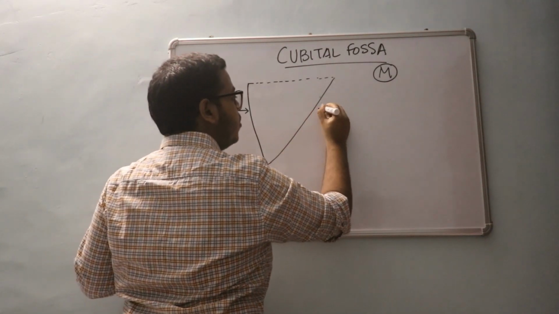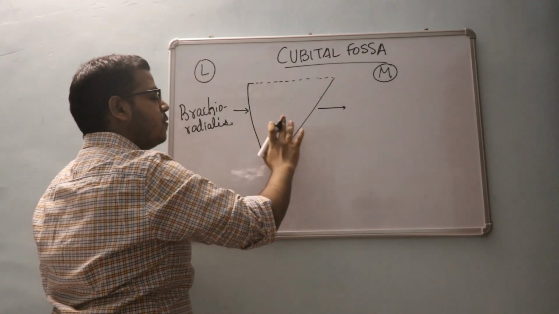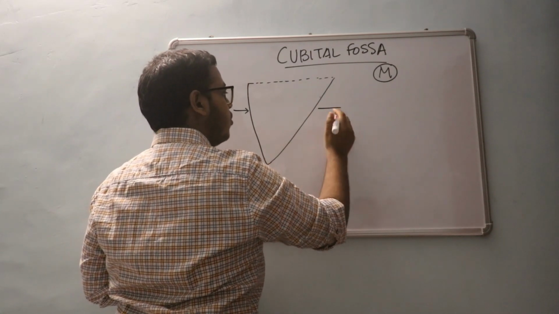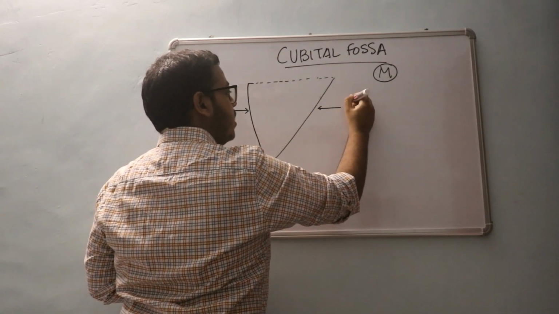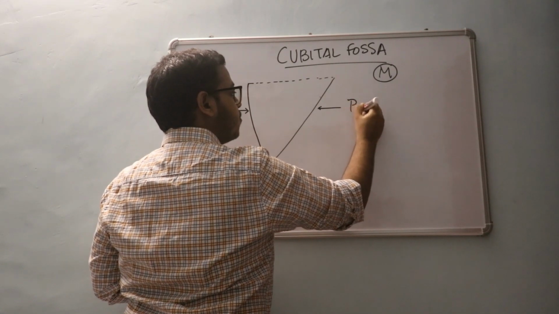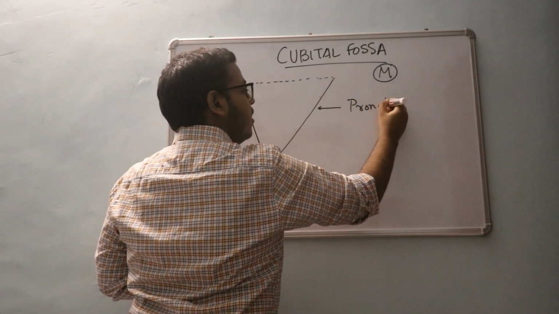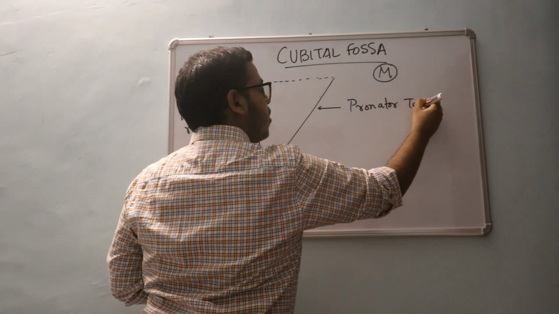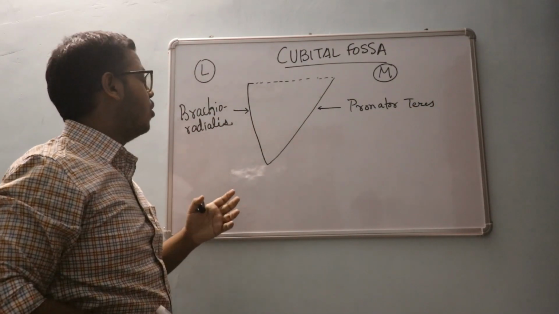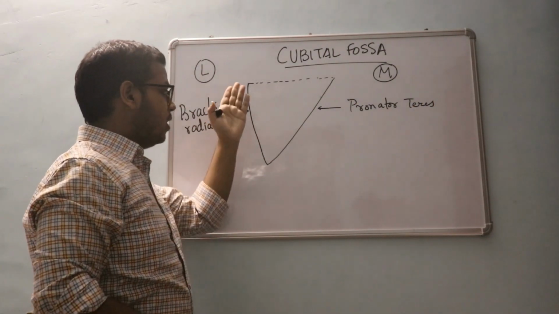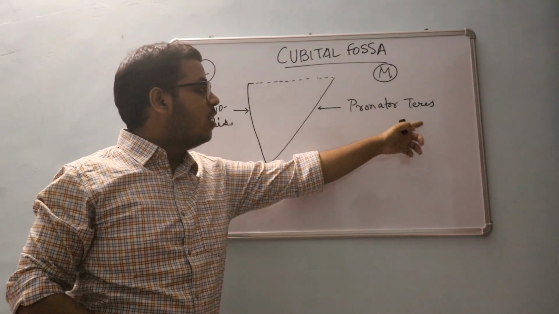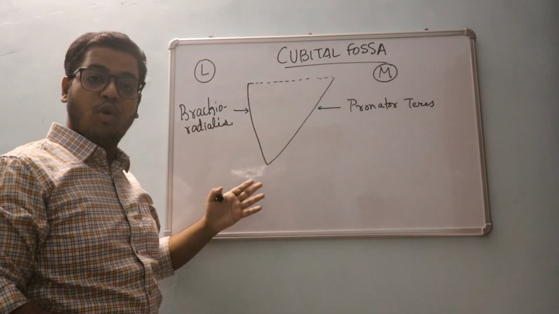What about the medial boundary? The medial boundary is formed by the pronator teres muscle, okay. So brachioradialis on the lateral boundary and the pronator teres forms the medial boundary, okay.